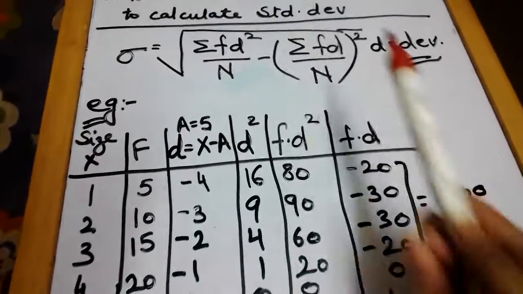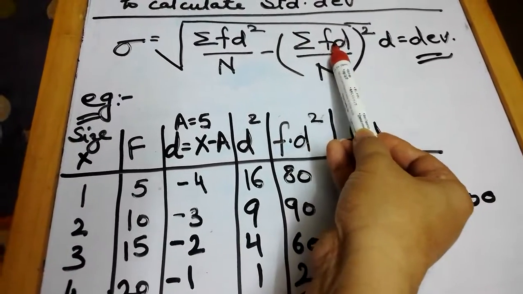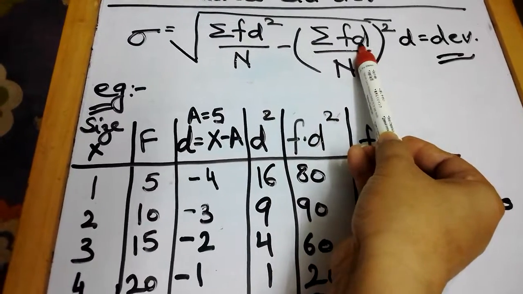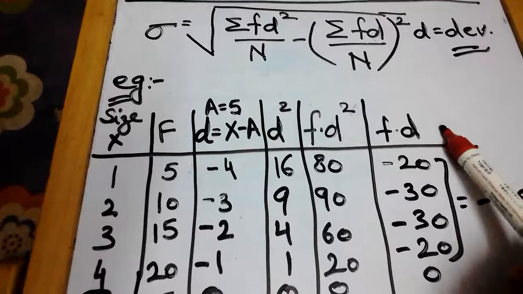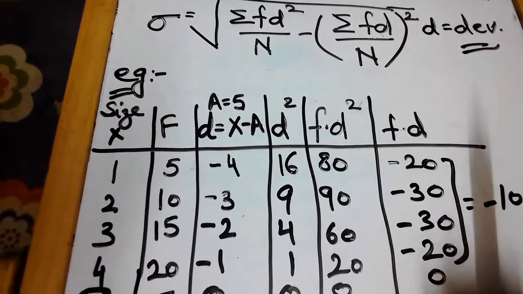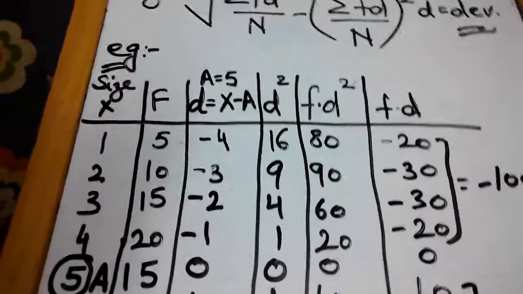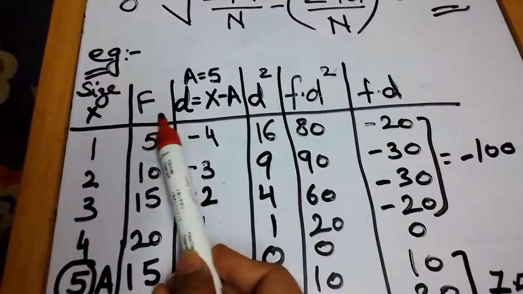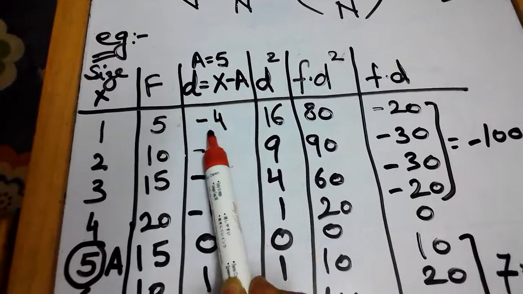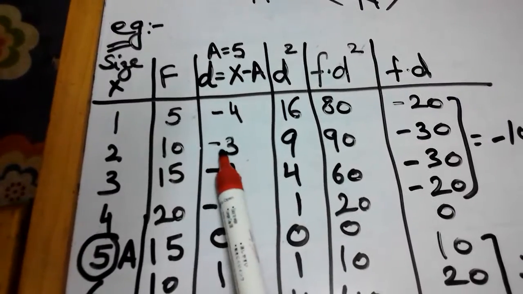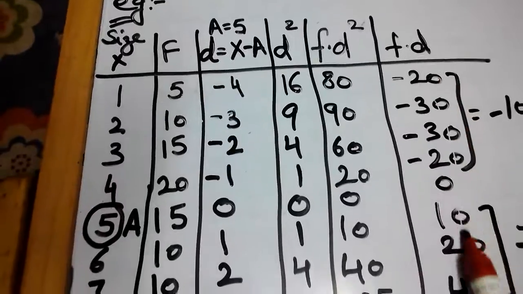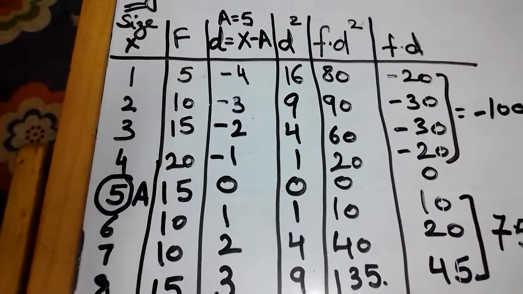Now one more thing, in the formula I want f into d. This was f into d square; I just want f into d also. So I will calculate f into d now. It could be calculated before calculating f into d square, or you can calculate it afterwards also. The first value is frequency multiplied by the value of d. So 5 into minus 4, it will be minus 20. 10 into minus 3, it will be minus 30. 15 into minus 2, it will be minus 30, followed by solving all the values.